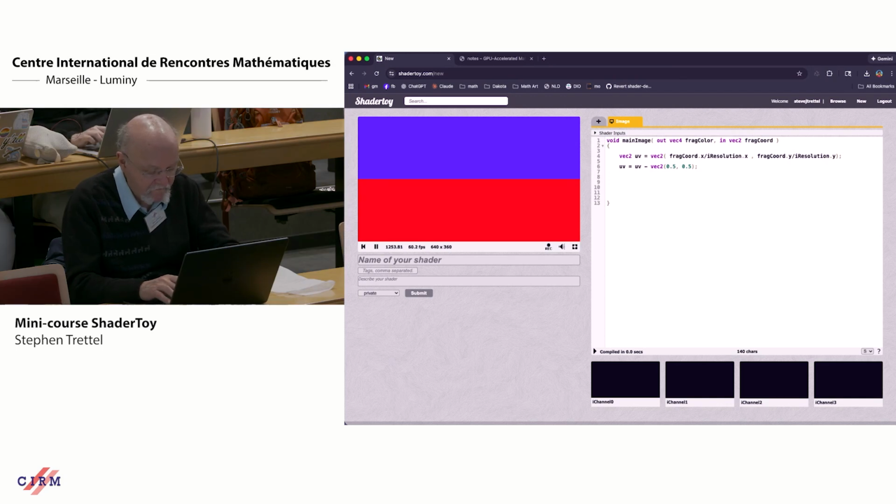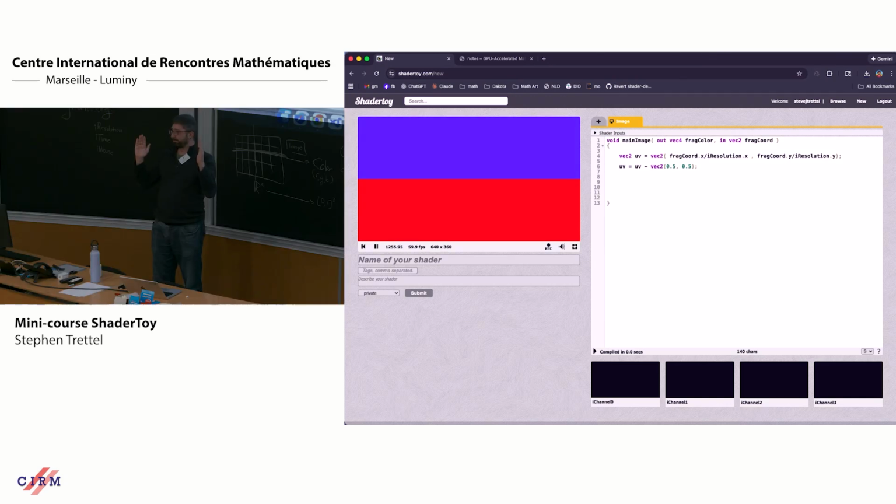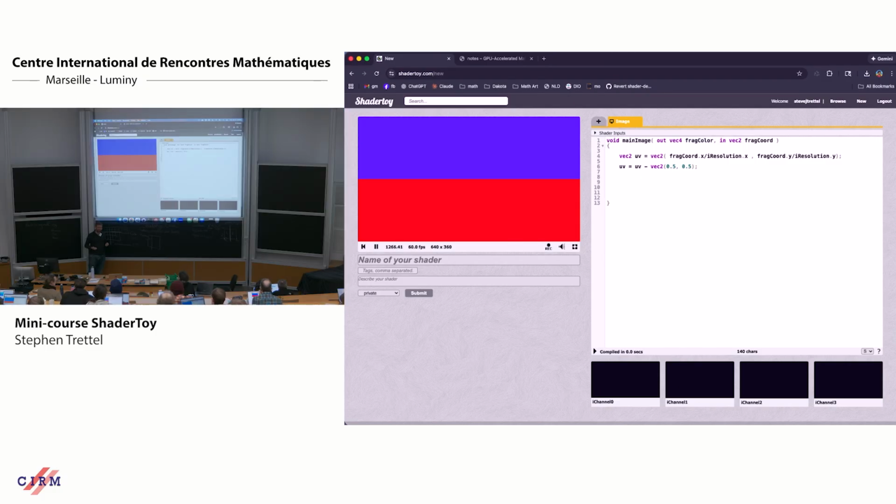And so now uv stores numbers between -0.5 and 0.5. And now if I write my function, instead of using frag chord directly, I can just use uv as the input to give me color. I can write stuff in terms of uv, and I can get my color.